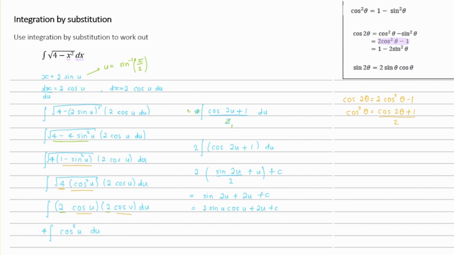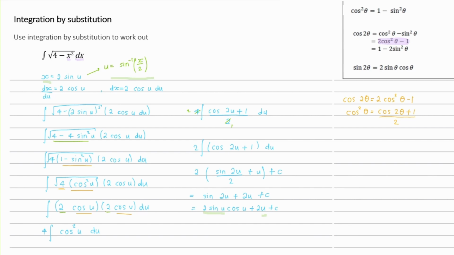Now all we need to do is rewrite this in terms of x again. So we already have our substitution for 2 sine u, which is x. We already have a substitution back for our u, which is sine inverse of x over 2.